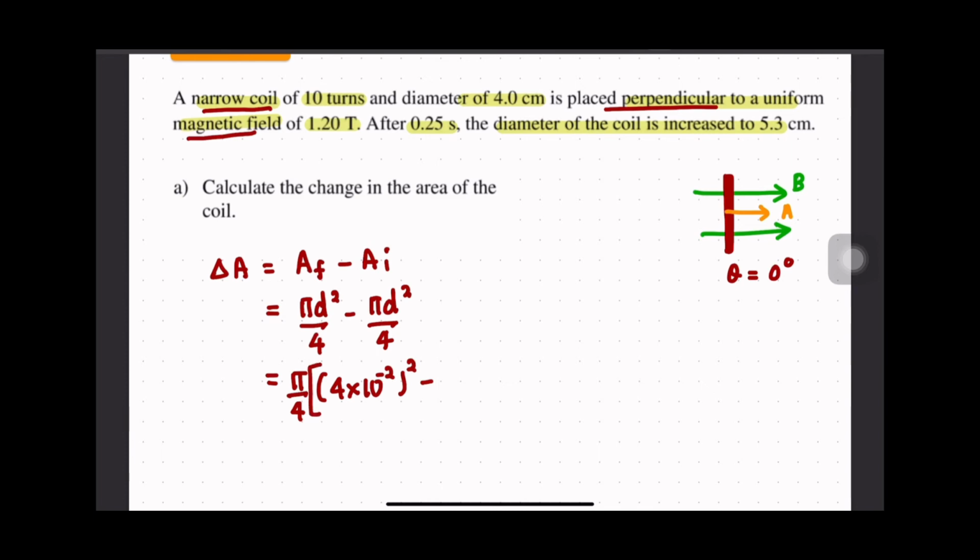ni kurungan besar lah, minus with diameter initial, D initial sorry. Okay, so ni D initial, ni adalah D final. So masuk yang final dulu lah. 5.3 times 10 to the power of negative 2 power of 2 minus 4 times 10 to the power of negative 2 power of 2, and then tutup kurungan.